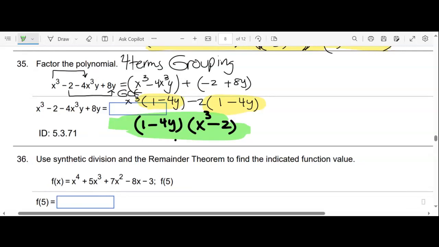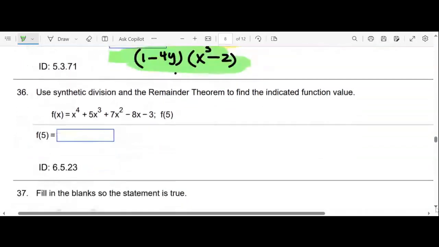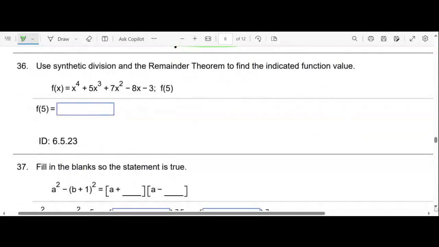All right, let's move to the next one. Let's move. Okay, let's move. Ready, go. Let's do this one and take a break, okay?